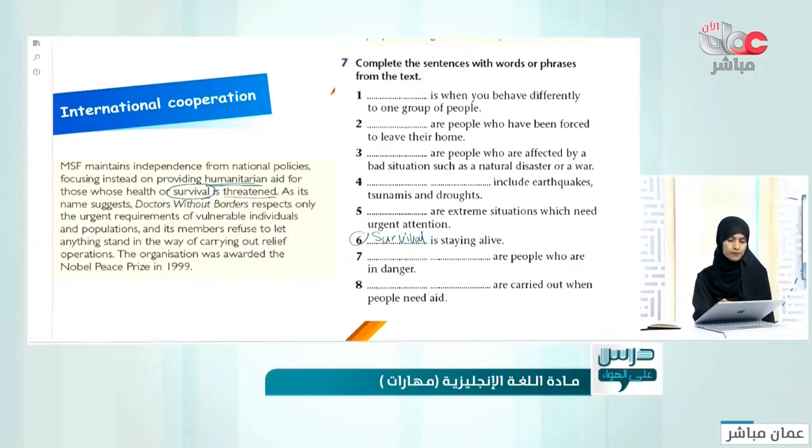Number 7, I need also 2 words here, are people who are in danger. When you're in danger, there's a word in English that means endangered, and that word would exactly be vulnerable. Doctors Without Borders respects only the urgent requirements of vulnerable individuals. So vulnerable individuals are people who are in danger. So it's going to be vulnerable individuals are people who are in danger.